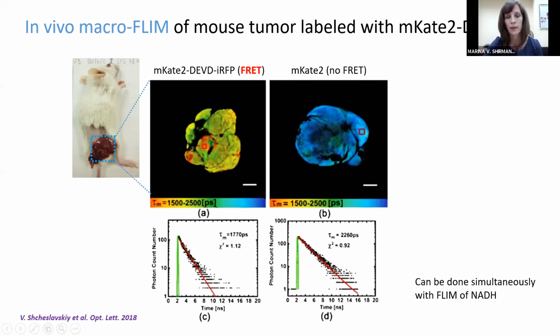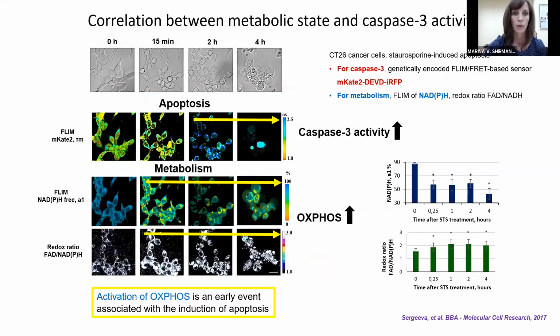An important thing here is that fluorescence lifetime imaging and measurements of FAD with this sensor can be done simultaneously with the measurements of fluorescence from NADH. So you can do simultaneously the imaging of caspase-3 activity and NADH. This is what I'm going to show you now. We did these experiments in the cell culture.